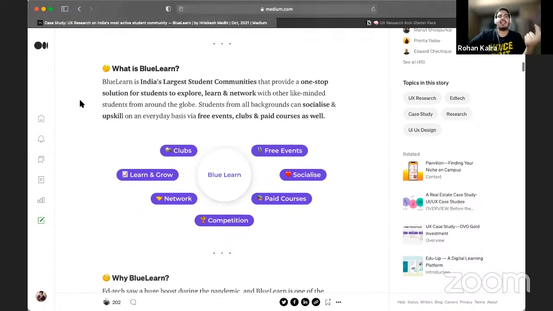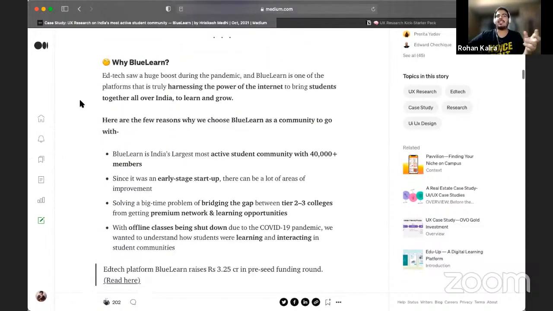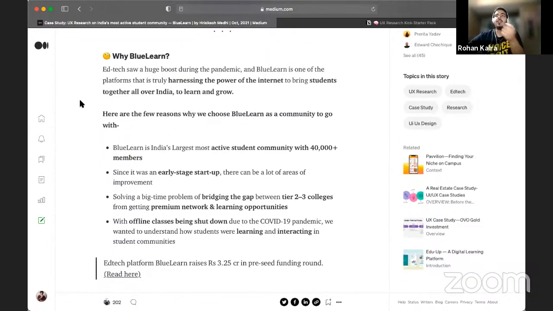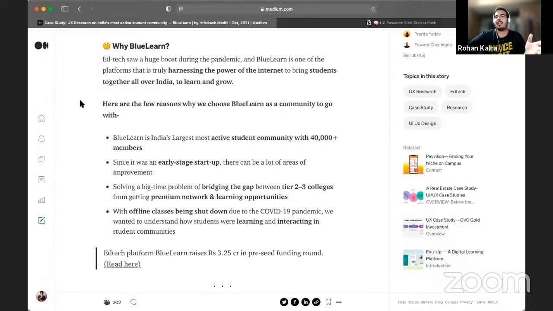As I said, context is important. What is BlueLearn? You guys already know, so I'm going to skip that. But here we need to tell the reader what BlueLearn is. Then, why BlueLearn? In a case study, in a report, nothing can be random, right? You need to have reasons behind what you're doing and why you're doing it. So why BlueLearn? Our reasons were, we knew that EdTech saw a huge boost during the pandemic, right? And BlueLearn is one of those platforms that is still harnessing the power of the internet, which people realized much more during the pandemic, to bring all the students together from all over India where they can connect and grow.